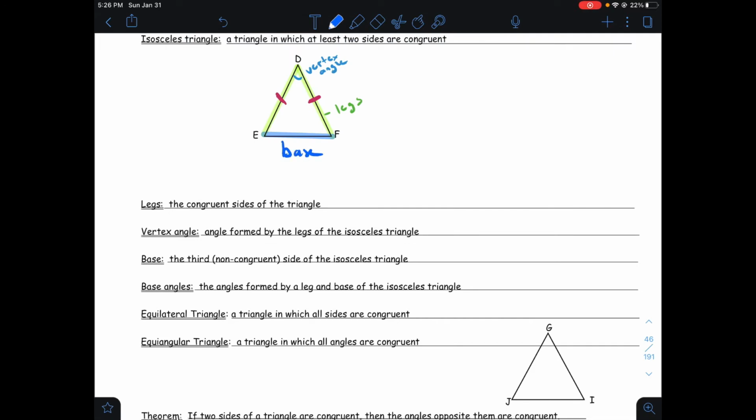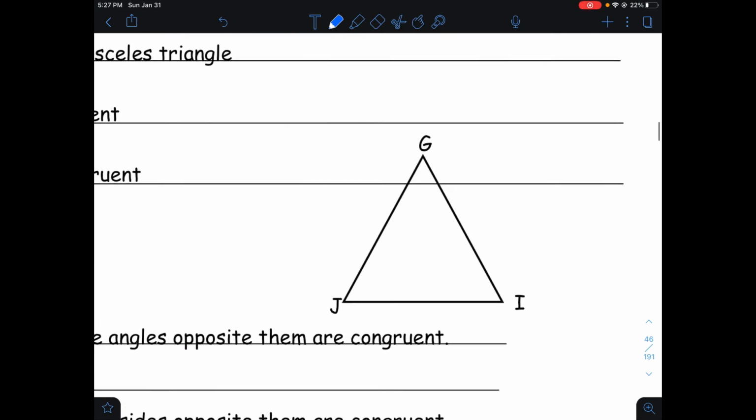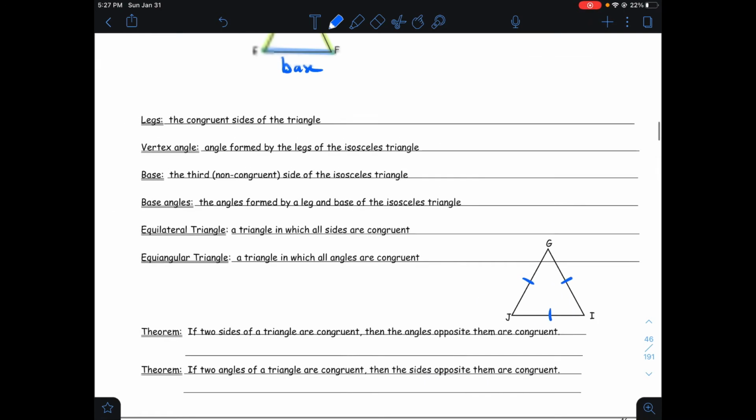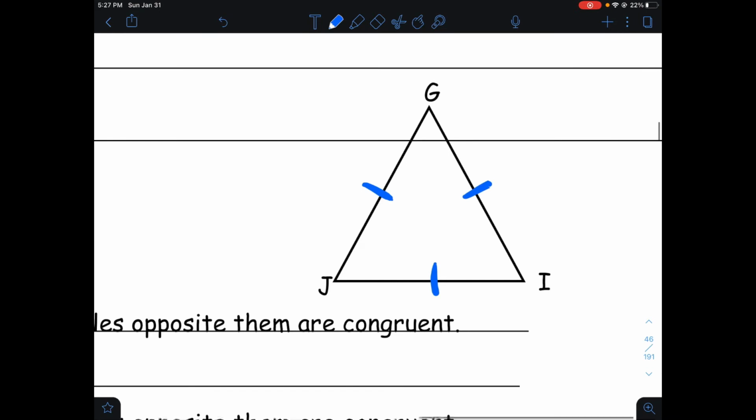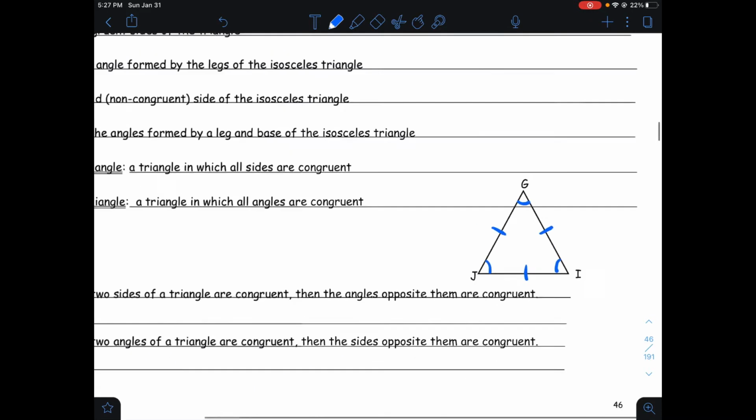And then we have an equilateral triangle, which is a triangle where all sides are congruent. So I know this triangle is kind of in a random spot here, but that would mean that all of these sides are of equal measure, all right? And then an equiangular triangle, a triangle where all angles are congruent. So if it's equiangular, that would mean that it is also equilateral, and you've got equal angles throughout as well.